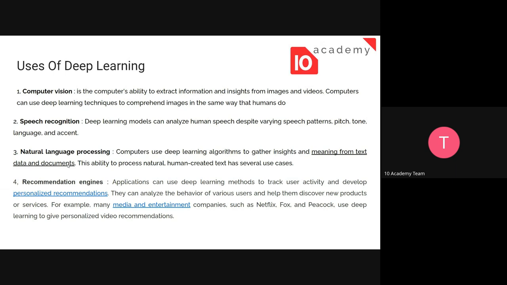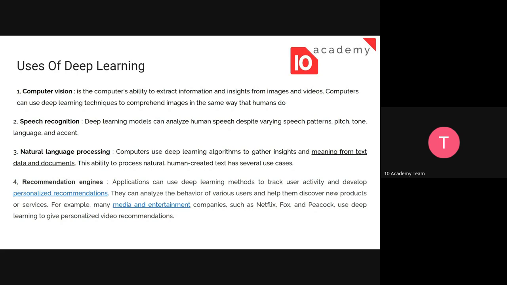In computer vision, that's the computer's ability to extract information and insight from images and videos. In order to do that, it is preferable to use deep learning methods rather than just random machine learning methods. In speech recognition also, deep learning models can analyze human speech, so they are trained on speech.